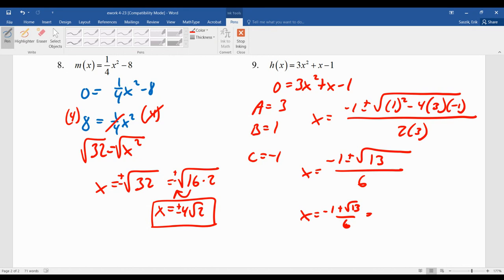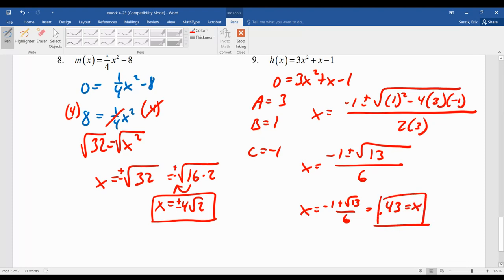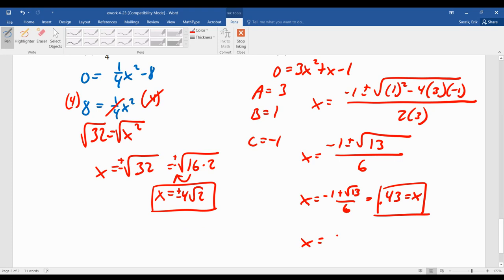And I got 0.43. That's one of my answers. And now I just have to do it again, but now I have to do the minus. And I'm going to do that here as well. And I got -0.77 if I round. I'm going to do that again just to make sure I did it correctly.